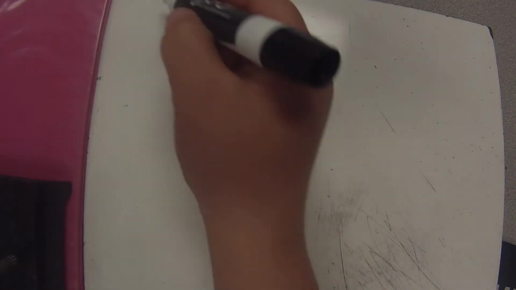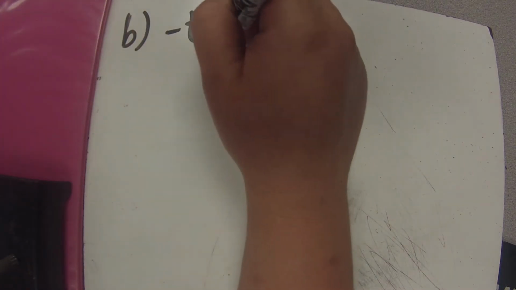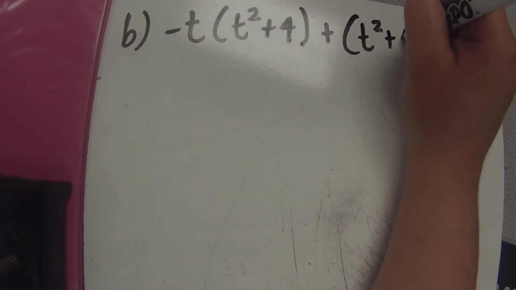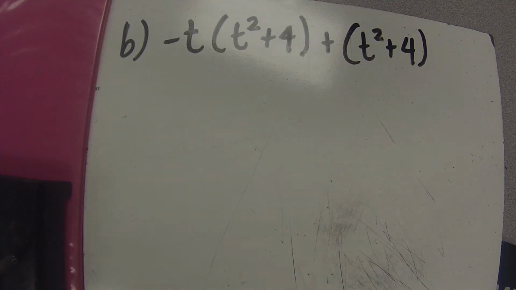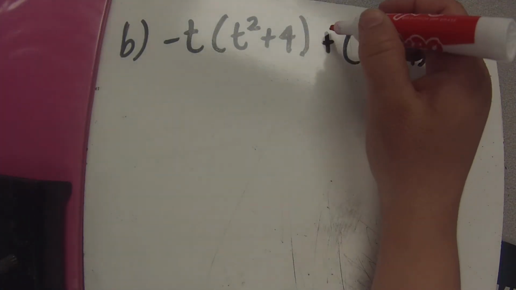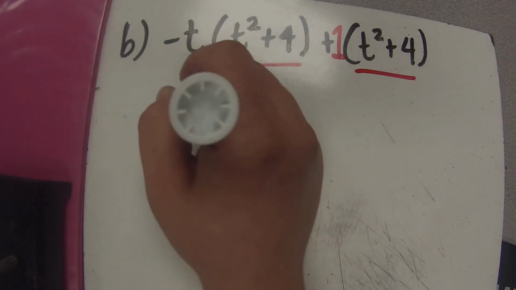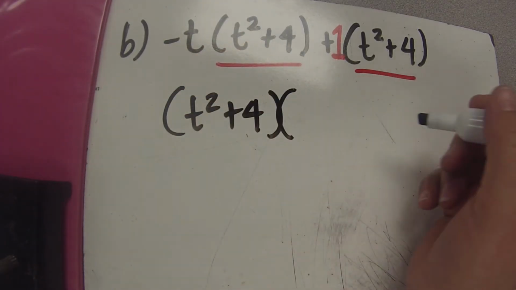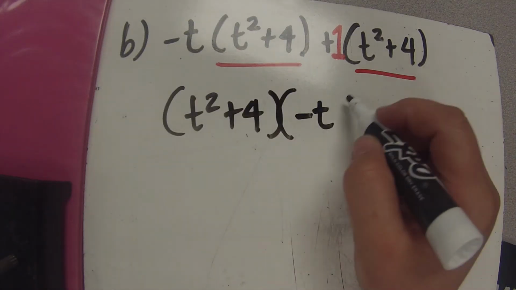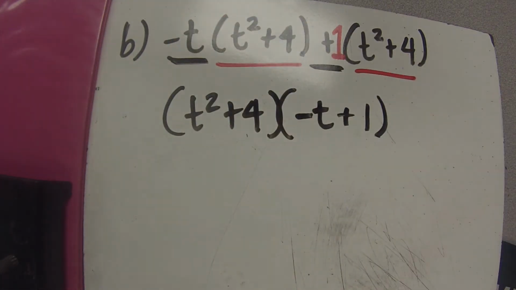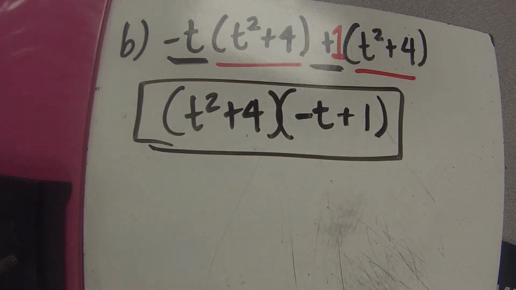Okay, so B, we have negative (t squared plus 4) plus (t squared plus 4). It's very important in problems like this that you remember there is an understood 1 right here. So if we take out the t squared plus 4, we pull that out to the front, what's left over is a negative t plus a 1. So you're going to take the resulting terms here and put those in the second set of parentheses. Okay, and so this would be our final answer.